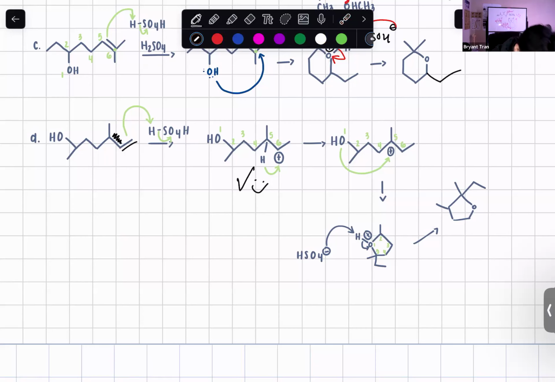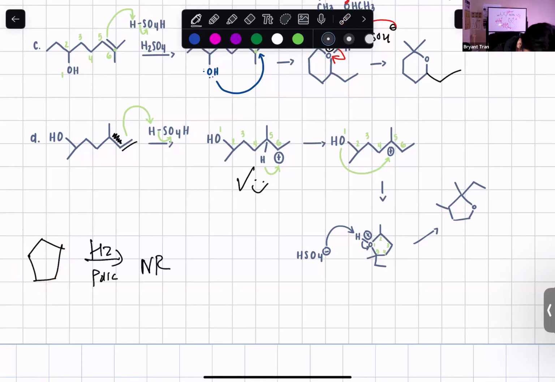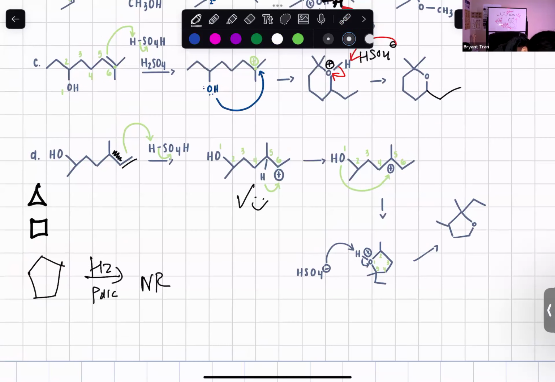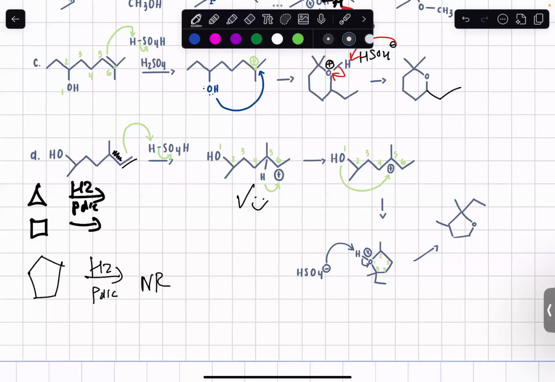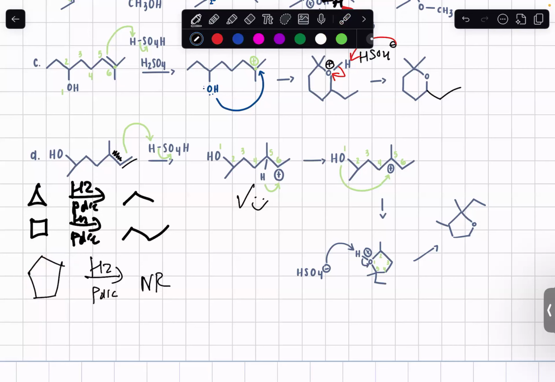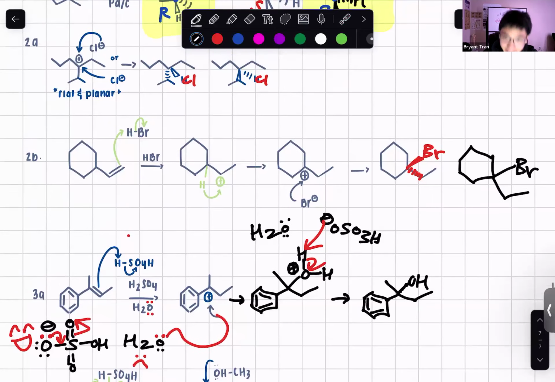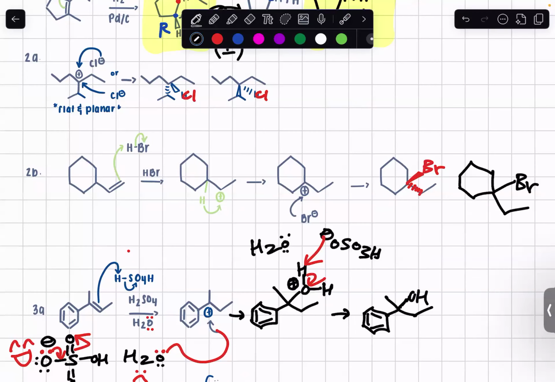because even if you have a 5 membered ring right here, it's still stable enough to have no reaction with H2 and Pd/C. It won't break open the ring. But the very unstable rings would be cyclopropane and cyclobutane, which would crack open under H2 and Pd/C. But cyclopentane or cyclohexane would not open up. That's good, makes sense. Okay, thank you. Yeah, of course.